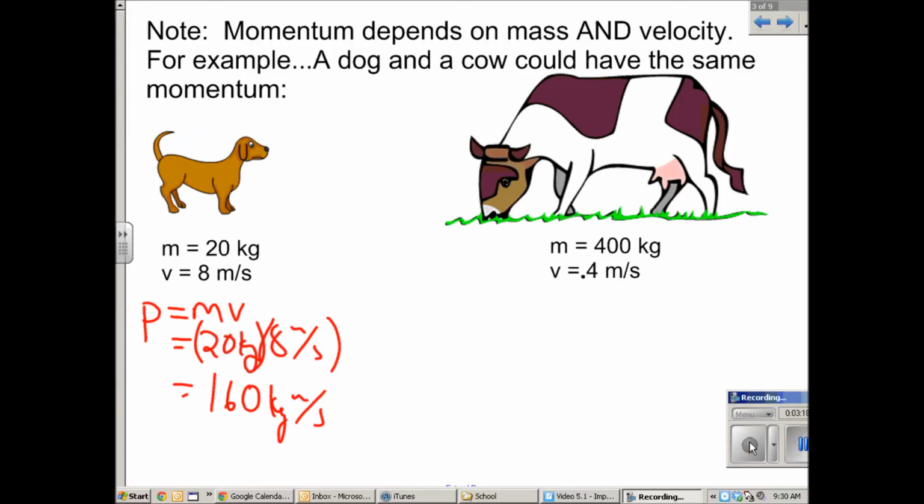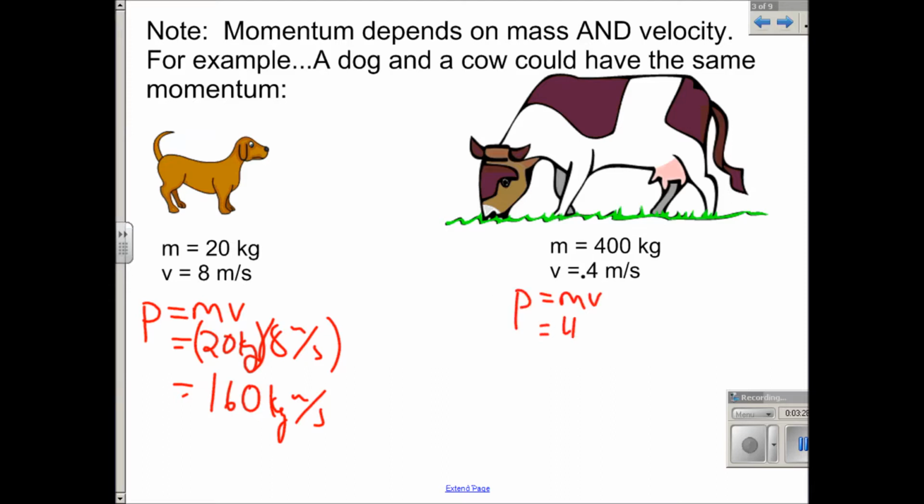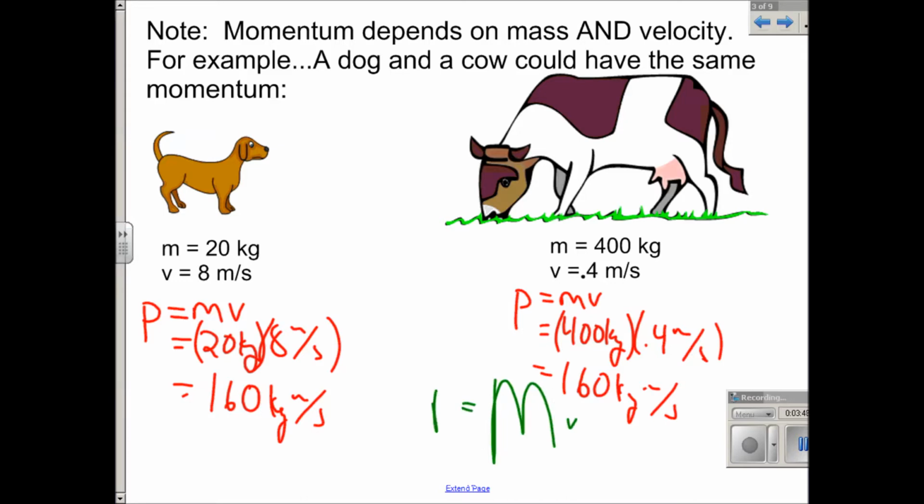Now the cow, on the other hand, has a bigger mass but a smaller velocity, and so the two compensate for each other. Check it out. Momentum is mass times velocity. The cow's mass is 400 kilograms. The velocity is only 0.4 meters per second. When you multiply it out, you get, once again, 160 kilogram meters a second. So it is possible for two different objects to have the same momentum. In this case, you've got a cow that has a big mass and a little velocity, having the same momentum as a dog, which has a little mass and a big velocity.